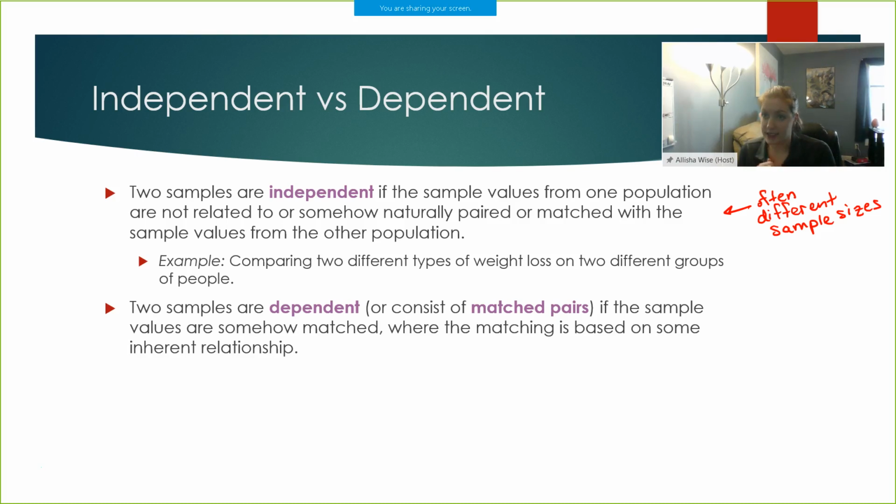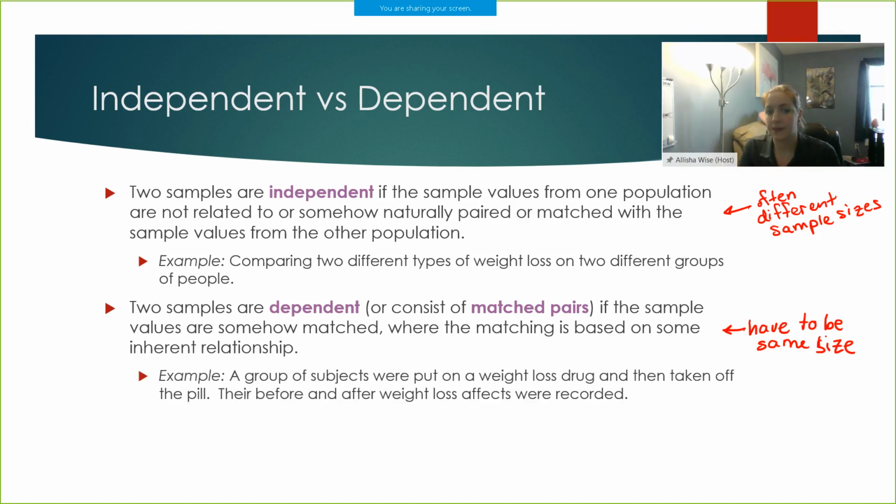Because dependent samples have to be the same size, and so you can make a little note: have to be the same size. Or they're going to be matched pairs. So what does that mean?